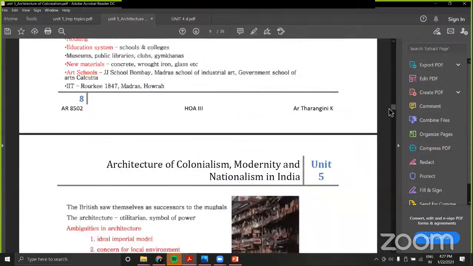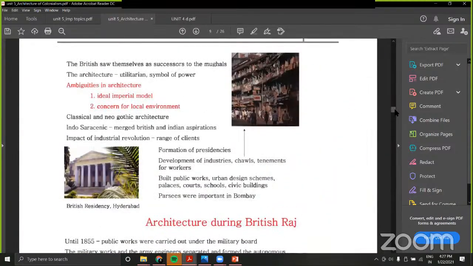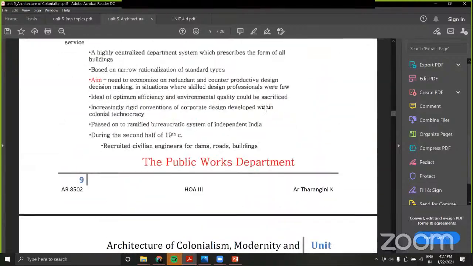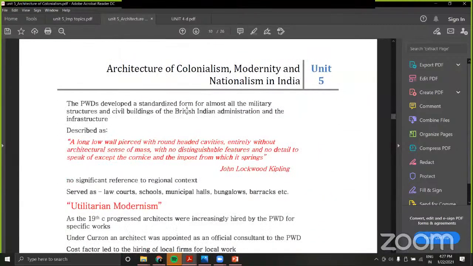Yeah, I think it's enough. I guess we will move on with the Public Works Department. The PWD developed as a standardized form for almost all the military structures and civic buildings of the British Indian administration and infrastructure. So PWD is basically a department which works for the government, and they are in charge of the civic buildings, that is the public buildings, and also the military structures.